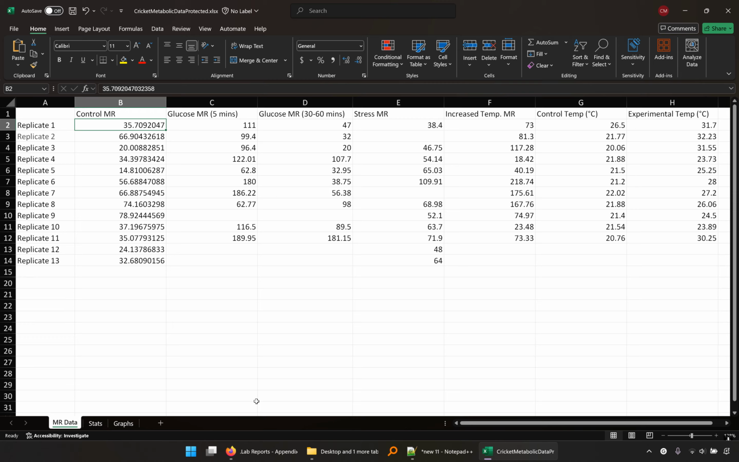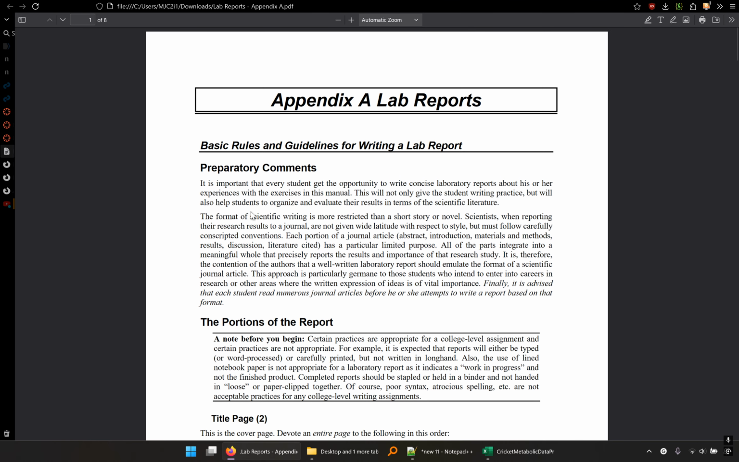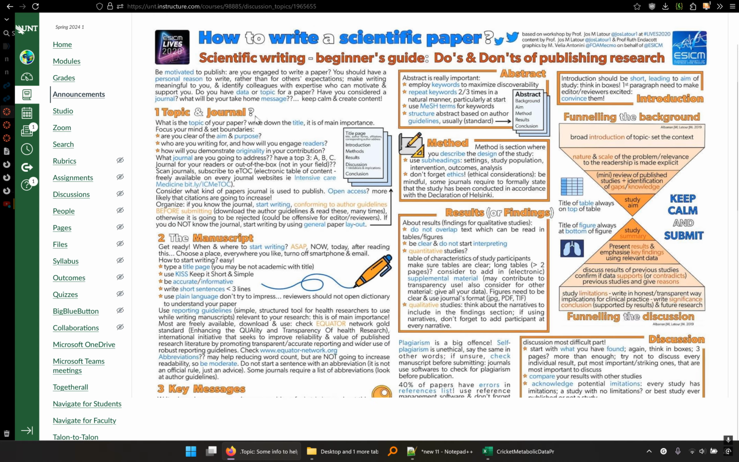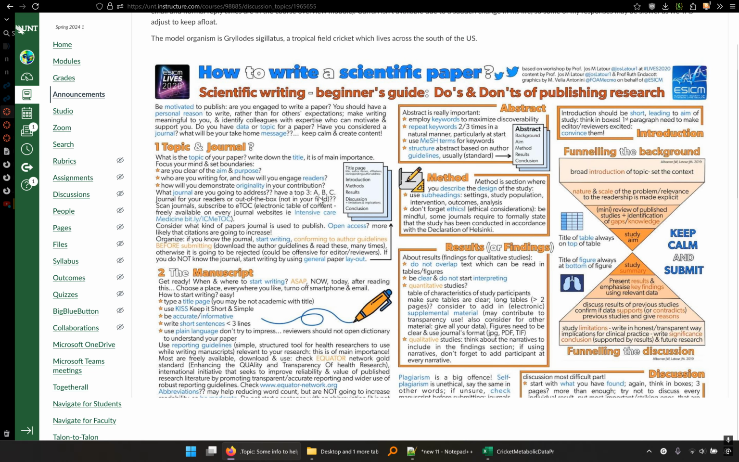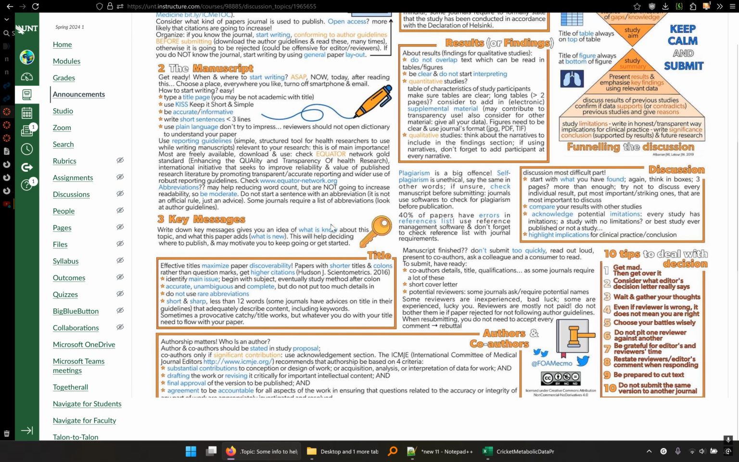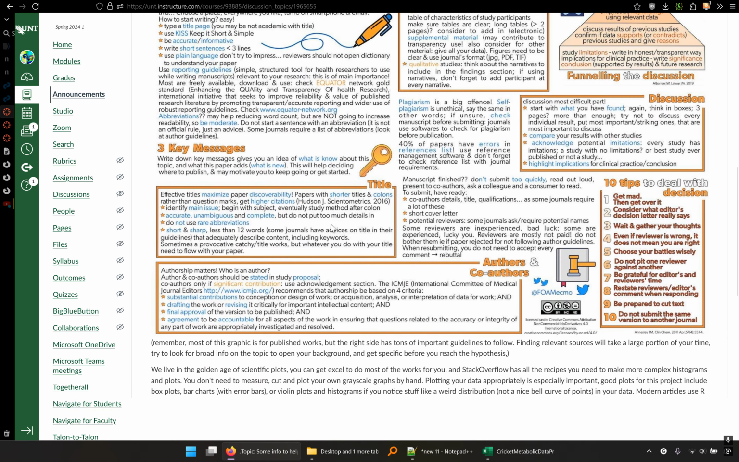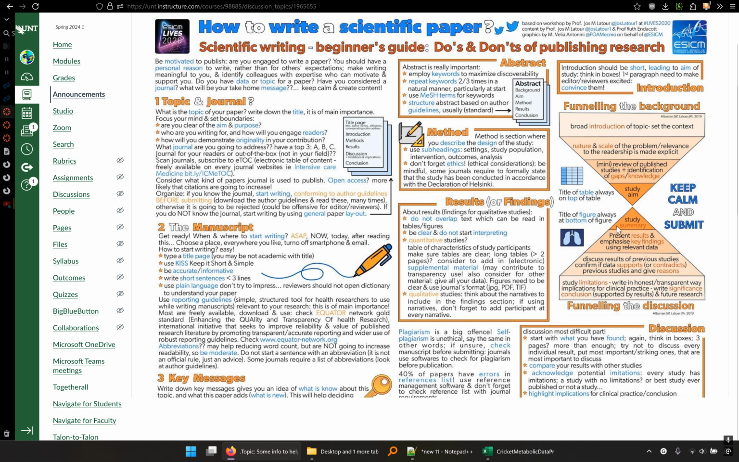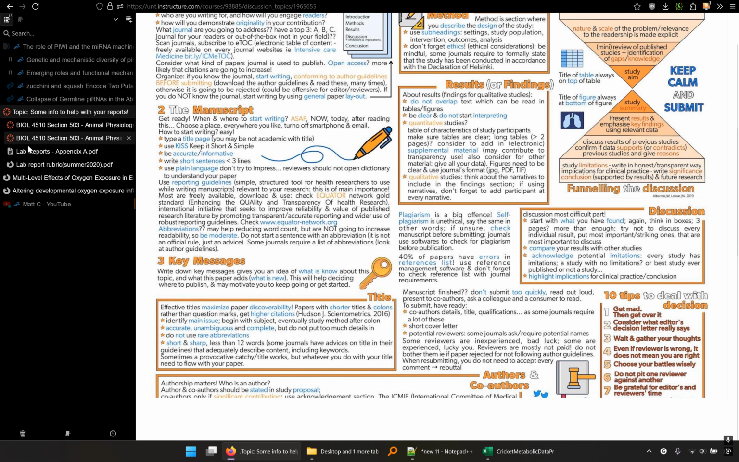I'm going to be going over how to report these values in your lab reports. So I'm going to go over some help on your lab report. This is a good cheat sheet on how to actually get ready to write your manuscript, and then how to get feedback and everything, how you should funnel your background and everything like that. We'll be going into this as we go along.